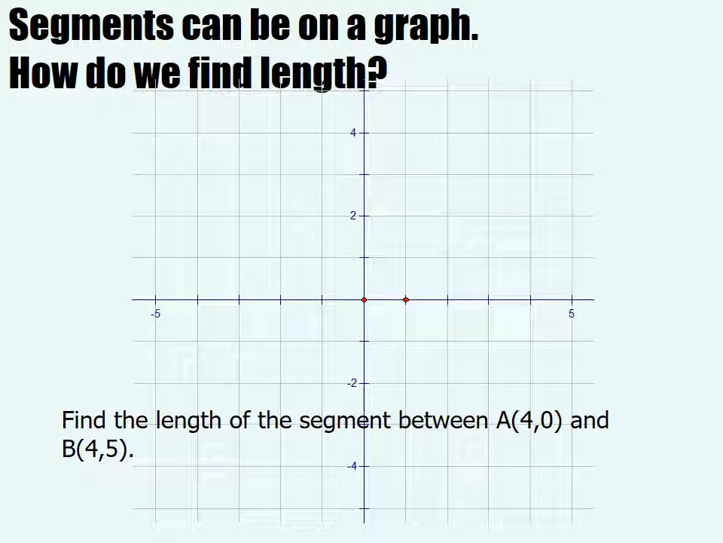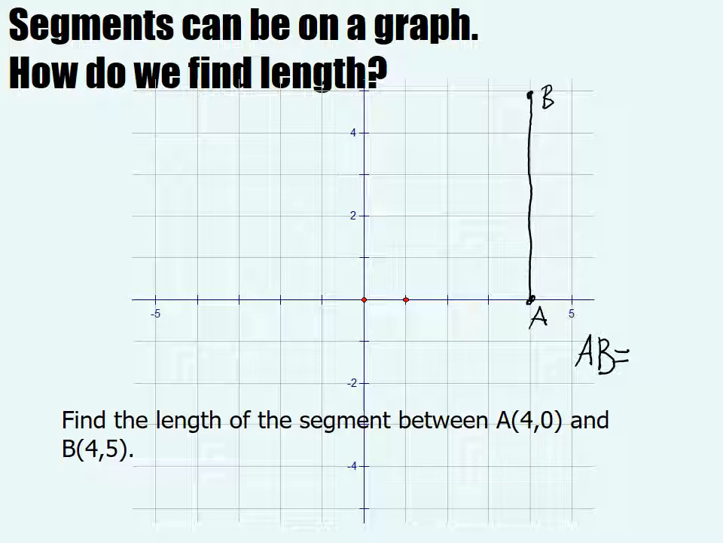Point A is at (4, 0). That's for here. This is point A. And point B is at (4, 5). Okay, point B. We want to find the length of the segment AB. Let's consider that segment. Okay, we're talking about the length of a segment, so we put our two letters down.